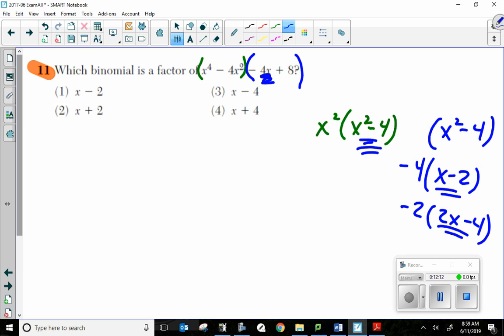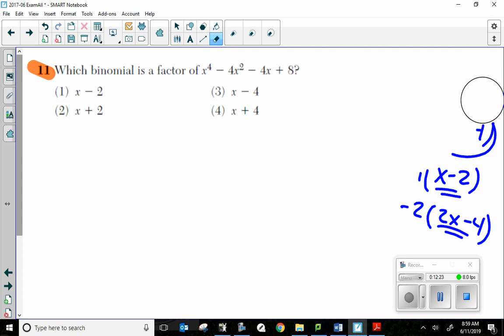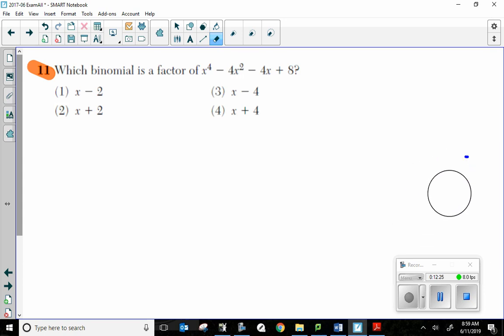The whole purpose behind factor by grouping is that the 2 things that are factored individually need to match. So you can't do that. A lot of my students see 4 terms and they're like, oh, factor by grouping. And that's great. I want them to think that.